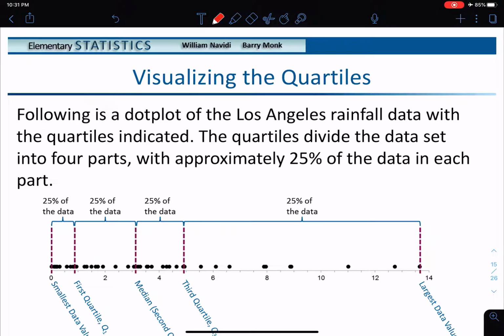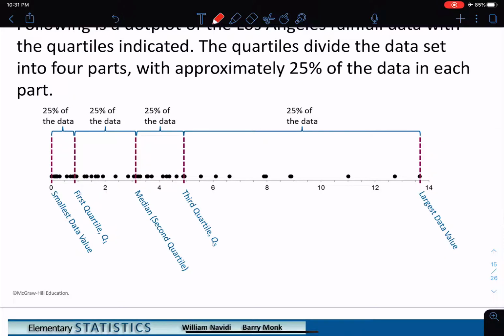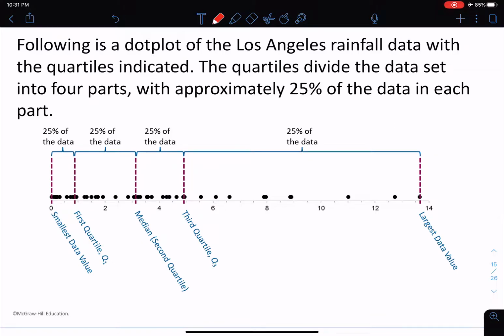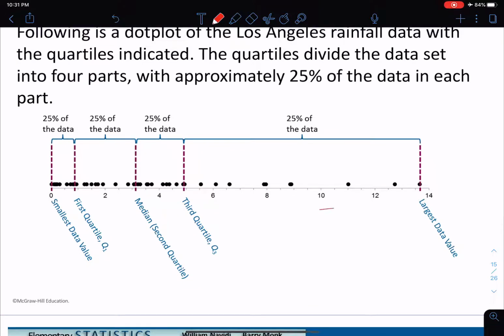Visualizing the quartiles. The following is a dot plot of Los Angeles rainfall data with quartiles indicated. The quartiles divide the data set into 4 parts with approximately 25% of the data in each part. Notice when they made this dot plot, there's just a lot of dots down here at the bottom, right? I think this is inches of rain. They didn't label it. Naughty, bad people there. But I believe it's inches of rain in LA.